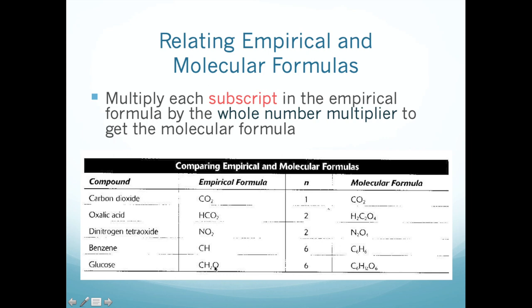Quick note here, by the way: it is possible to have an empirical formula be the same thing as your molecular formula. So for example, here I've got carbon dioxide. Carbon dioxide's molecular formula is CO2. Since there's only 1 carbon here, I can't really simplify that any further. It's not like I can divide 1 by something and get another whole number. 1 is the simplest whole number. So the empirical formula here is just going to be CO2 as well.